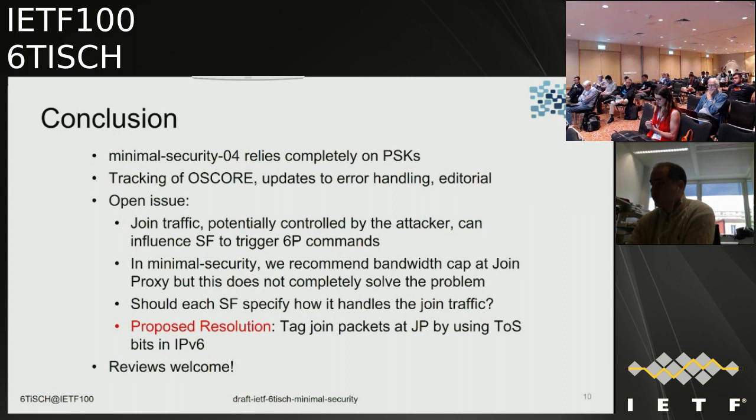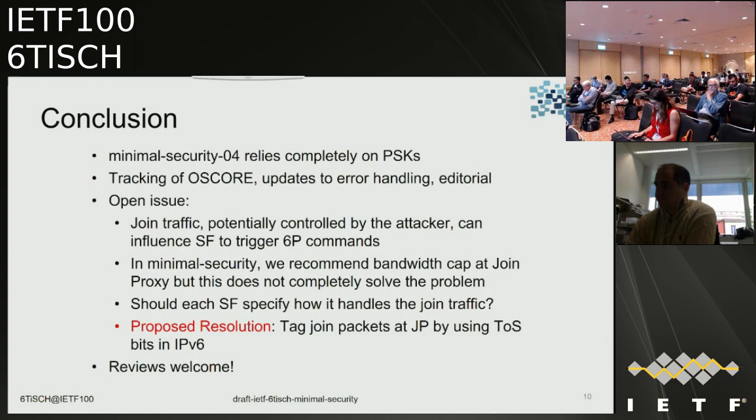And I think, from what I could see briefly, there seems to be a resolution that we tag joint packets at the joint proxy by using TOS bits in the IPv6 header. And Pascal, if I understood correctly, this would cost us one additional byte in the join request packet. Right. I mean, there will be a default value that you don't need to indicate. So in the data packet, you would not see it for most normal data packets.